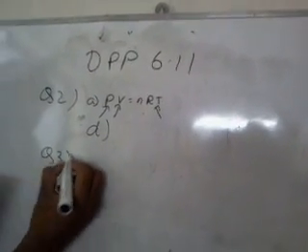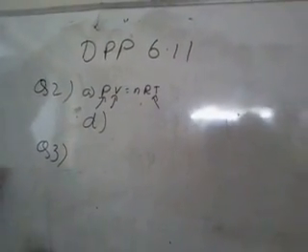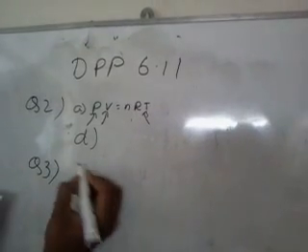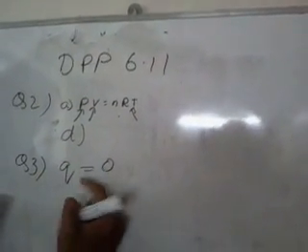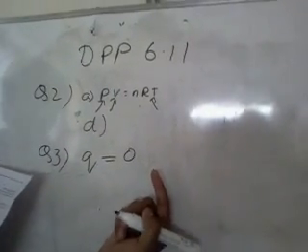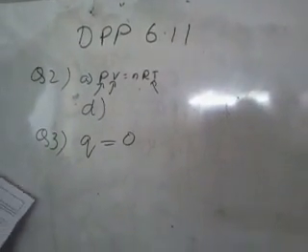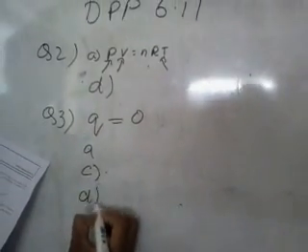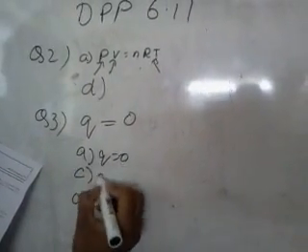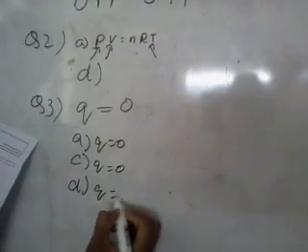Question number 3. In an adiabatic process, no transfer of heat takes place. So Q would be equal to 0. Then we have to choose some options. In options A, C and D, they follow with Q equal to 0. So the first part is correct.